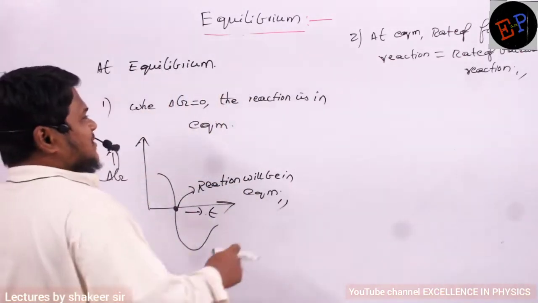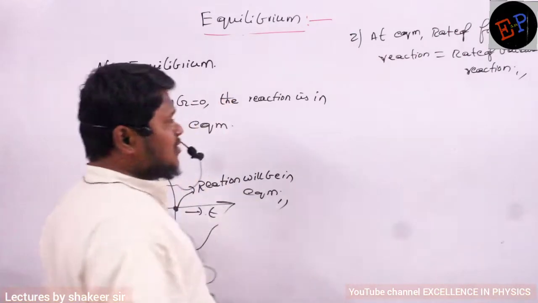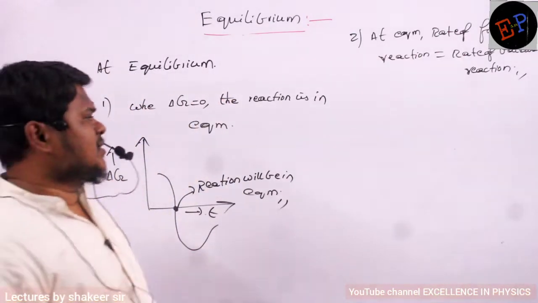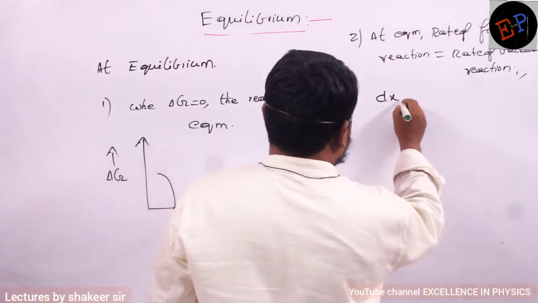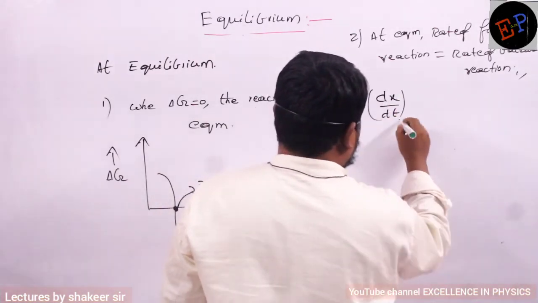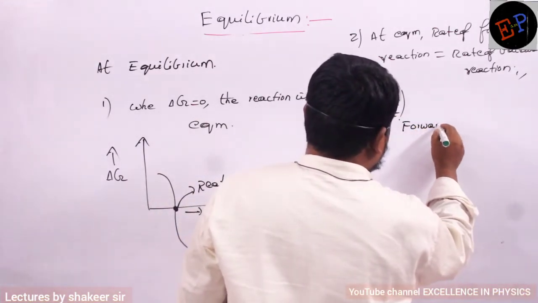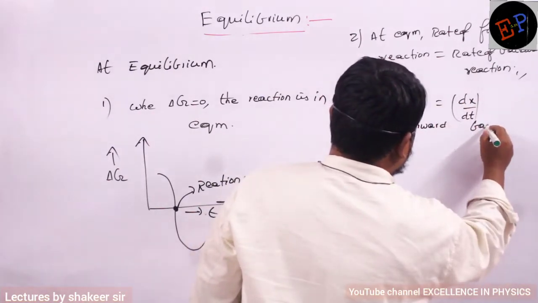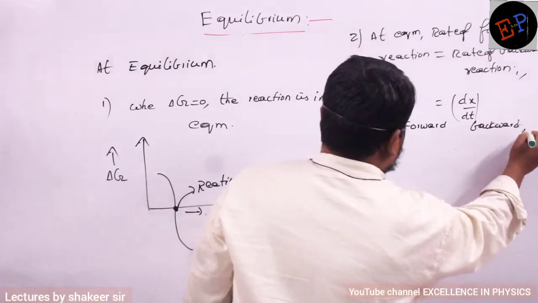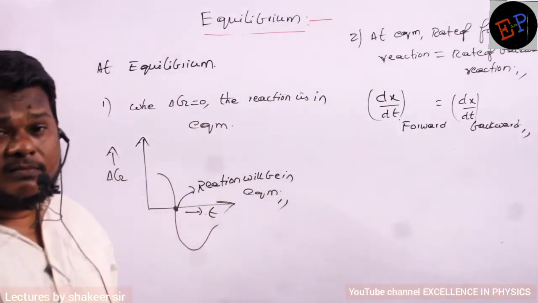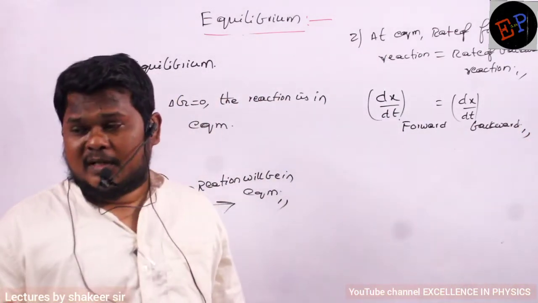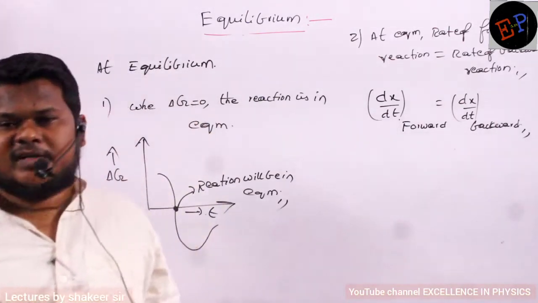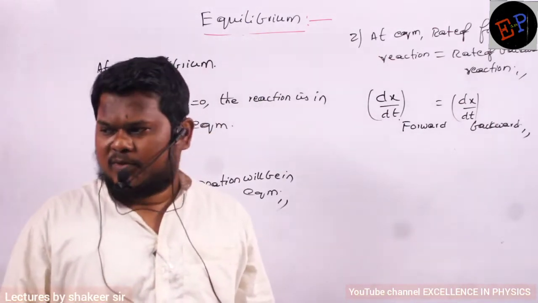So see, ma. At equilibrium, the rate of forward reaction will always be equal to the rate of backward reaction. So you can also write it as dx by dt of forward reaction is equal to dx by dt of backward reaction. It means the rate at which the products are formed, at the same rate the reactants will also be formed. That is called the rate of reaction. Are you able to understand?